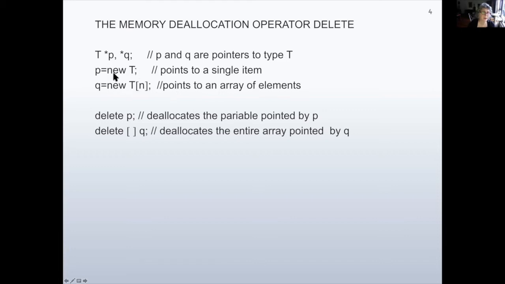After memory is allocated, we can apply some operations on the items pointed by P and Q. And then when we are not going to use those items anymore, we can remove them from memory. Delete P operation deallocates the object pointed by P. Delete array Q deallocates the entire array pointed by Q.